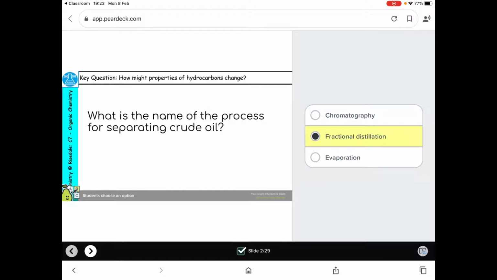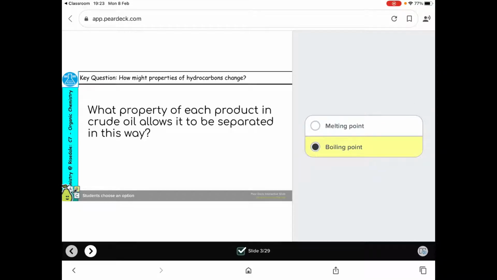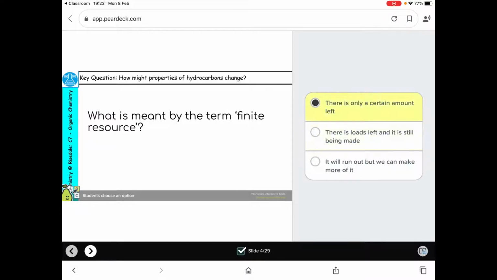The name of the process for separating crude oil is fractional distillation. Now, what property of each product in crude oil allows it to be separated? So you've got to think logically here. Crude oil is a liquid and we're heating it up. So is it going to melt or is it going to boil? So the boiling point, the point at which it turns into a gas, is the property that allows it to be separated out. They turn into gases at different temperatures, which means we can then separate them out.